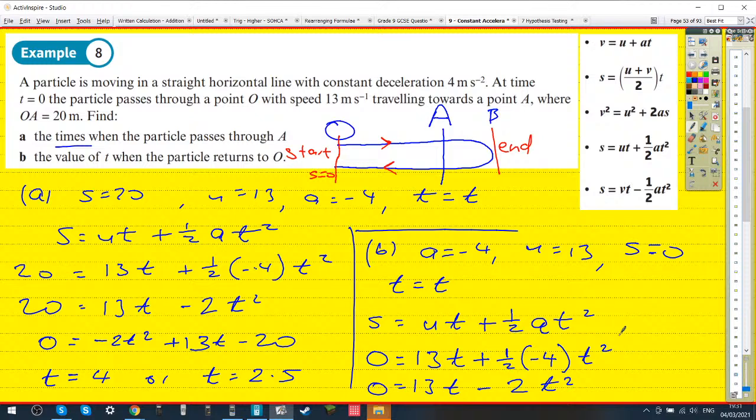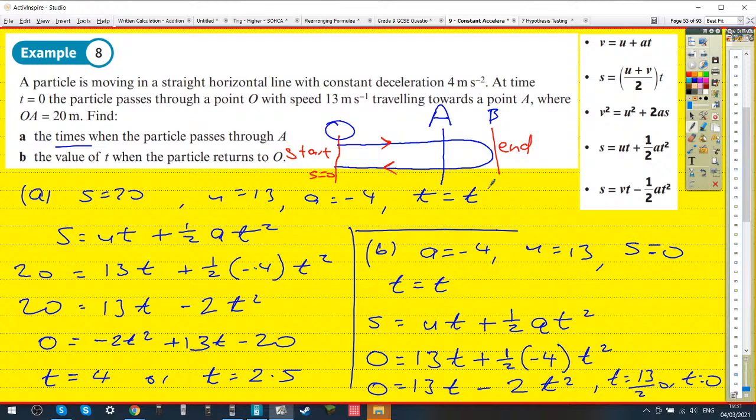So we want to try that one. I got T is 13 over 2, or T is 0. Yeah. So it starts when time is 0. So that's the first one. And the second one is 6.5 seconds. So 4 seconds here, 6.5 seconds there.